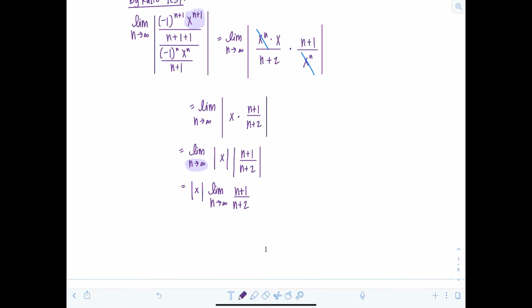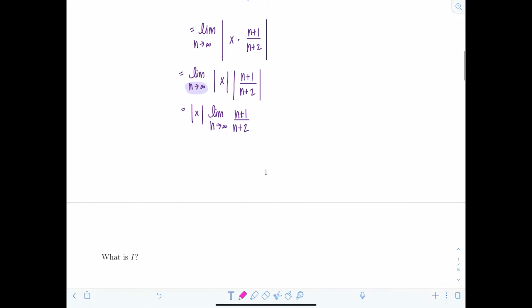Now as n approaches infinity, the degree of the numerator is the same as the degree in the denominator. So this portion is just going to approach 1. So this limit is equal to the absolute value of x times 1, which is just the absolute value of x. Now, in order for this infinite series to converge by the ratio test, this limit needs to be strictly less than 1. So basically, we are imposing this condition.